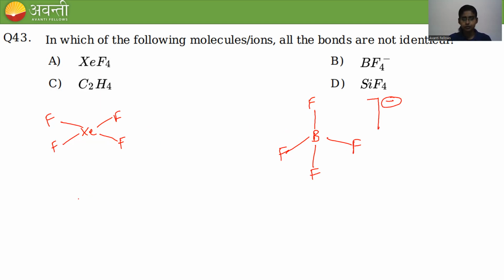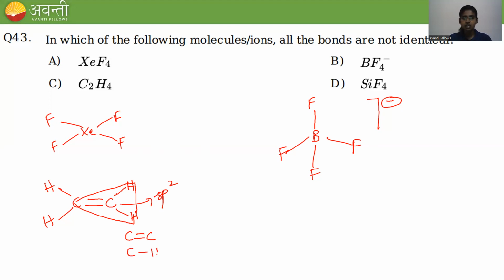In case of C2H4, that is C double bond C, H, H and H, H. Here you can see the carbon is doubly bonded. So the hybridization of this carbon is sp2. And it is having trigonal planar geometry. But we have 2 CH bond and 1 CC bond. So the C double bond C bond and C single bond H bond cannot be same. They are not identical. So all the bonds are not identical in case of C2H4. So option C is the answer.